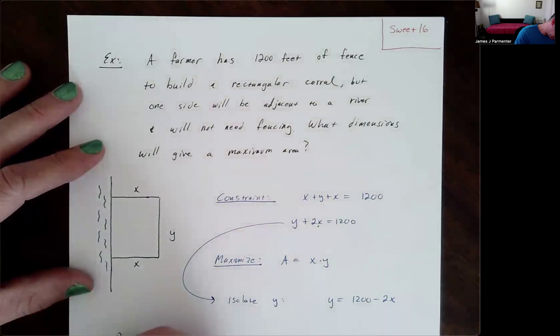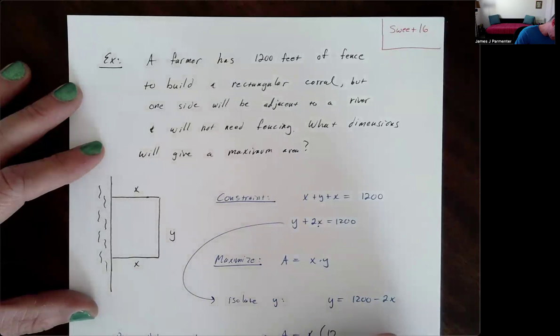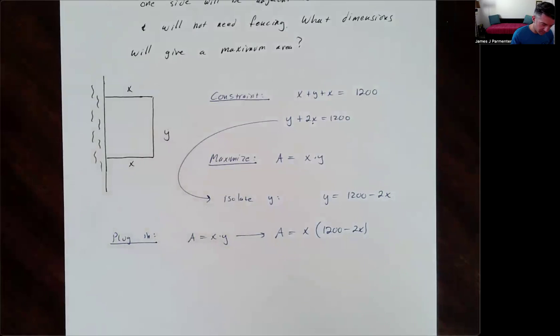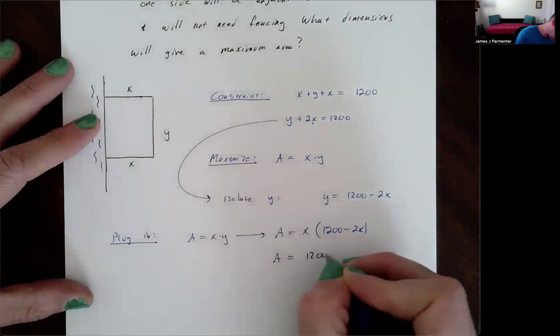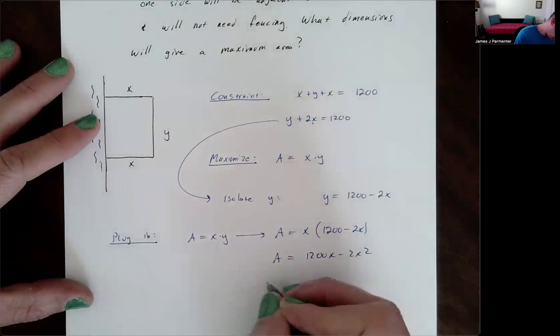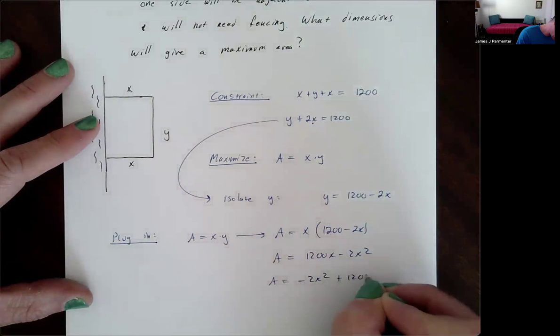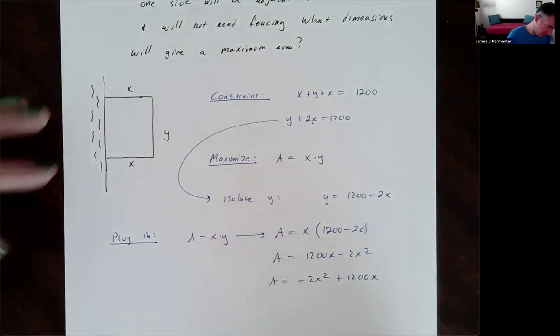Then we're going to plug that back into the thing we want to maximize. Area equal to x times y is now going to become area equal to x times (1,200 minus 2x). Sorry, you can't see that, apologies. We're going to multiply this out, so area is equal to 1,200x minus 2x squared, or preferably negative 2x squared plus 1,200x. We're again going to find the vertex of the parabola.